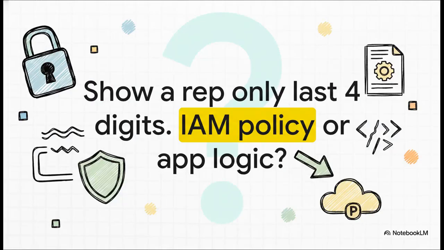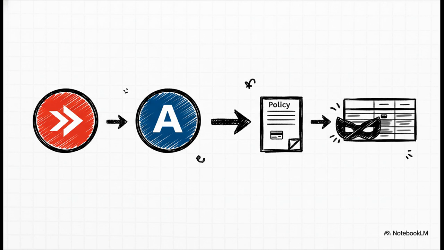All right, here's another classic exam-style question for you. A customer support rep needs to see just the last 4 digits of an account number. Do you control this with an IAM policy, or do you have to write a bunch of custom if-else statements in your application code? And the answer is, it's a bit of a trick question. The best practice here is to handle this at the database level.